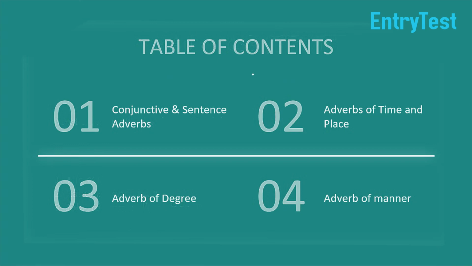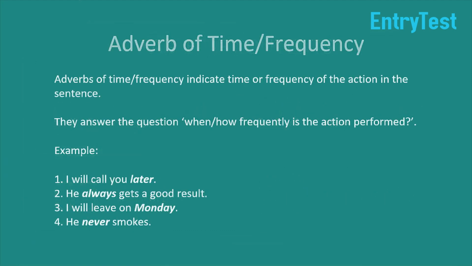Setting the agenda for today's lecture. So we will first see conjunctive and sentence adverbs, then adverbs of time and place, adverbs of degree, adverb of manner. So all these adverbs we are going to see one by one. But we'll start with adverb of time or frequency.